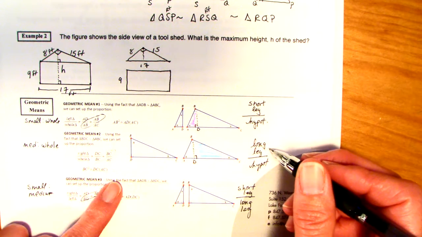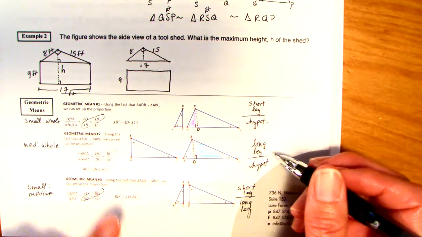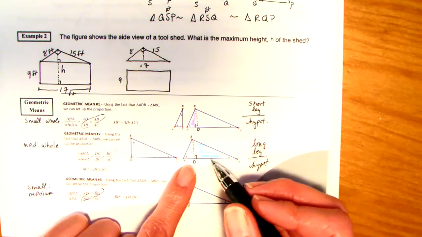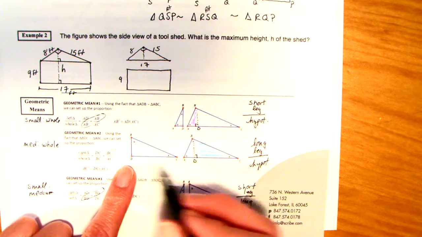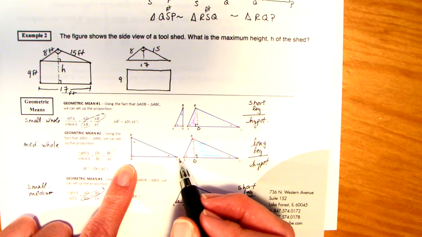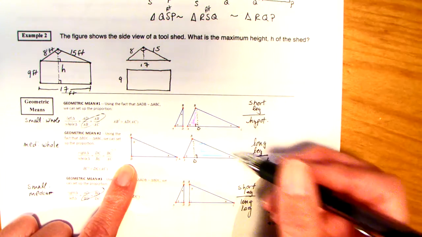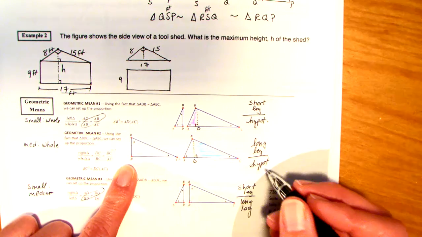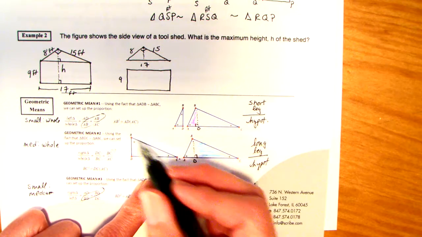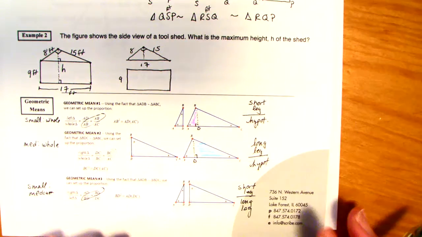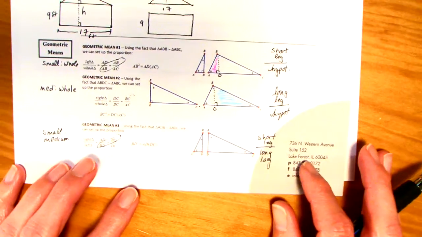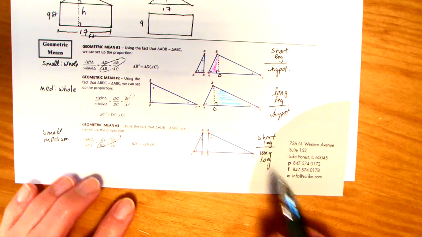When you're doing the medium, you're going to use the long leg compared to the hypotenuse. So the medium triangle is basically this right here. The longer leg is DC, and the hypotenuse is BC. So I have DC over BC. Hmm, wait, the longer leg here is BC, and the hypotenuse here is AC. So BC to AC. Tricky, I know. It's going to take a little bit. We will have to practice this.